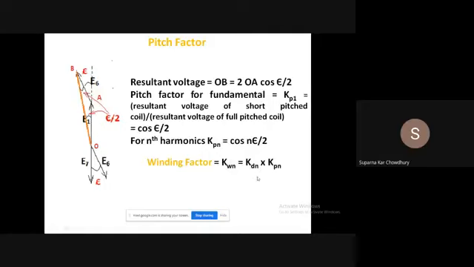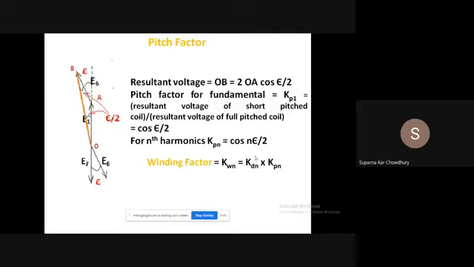So again, if we have a short pitch distributed winding, then the EMF will be almost sinusoidal in nature. There will be harmonics in the flux wave, but due to the distribution factor and the pitch factor, the harmonics in the EMF wave will be negligible. So normally we can consider it to be sinusoidal in nature.